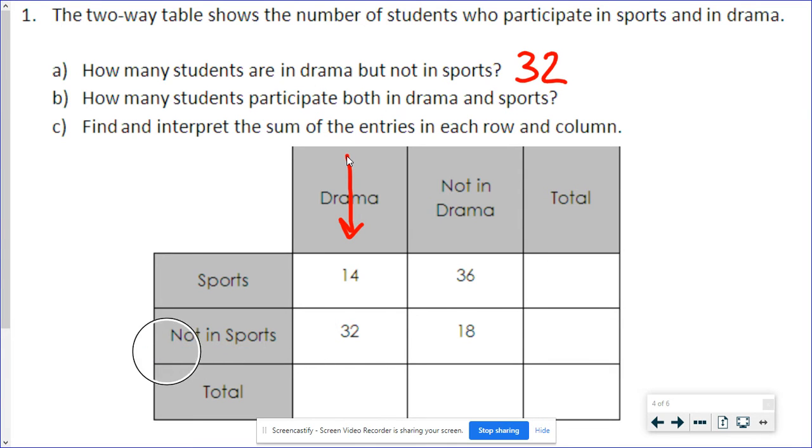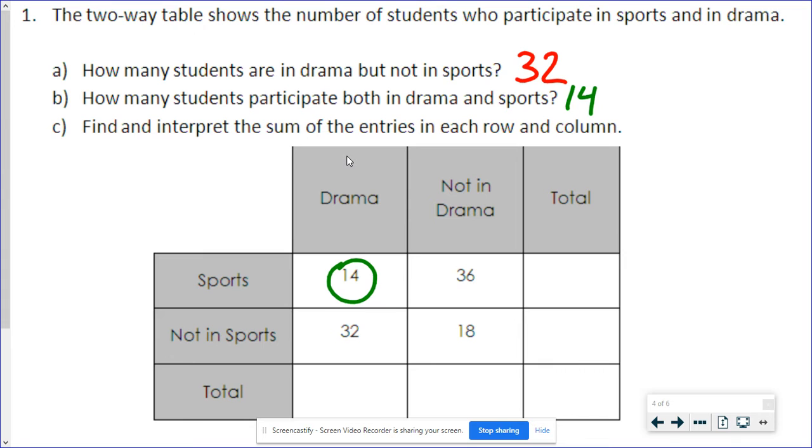Not that you really need to draw these lines and arrows, but I'm just trying to make sure that we can communicate this well. For B, how many students participated in both drama and sports? So yes to drama, yes to sports, that would be right here. That's 14.